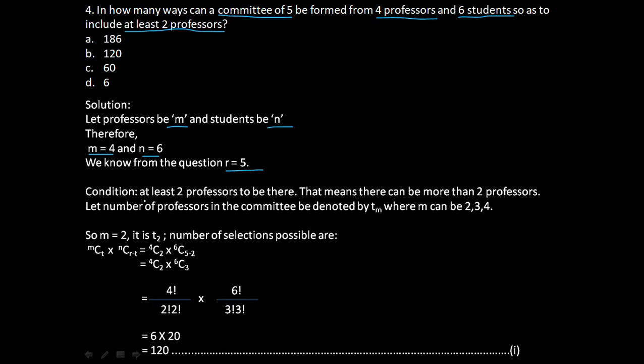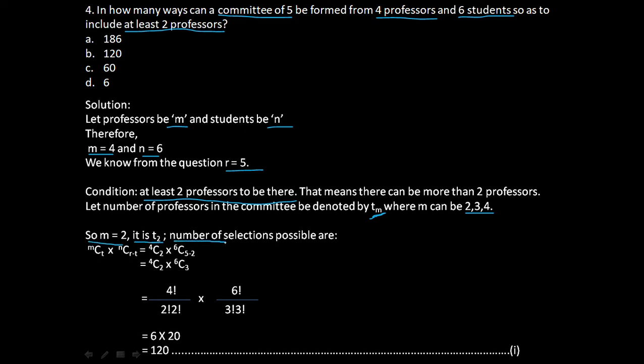Now condition is at least 2 professors to be there. That means there can be more than 2 professors. Let number of professors in the committee be denoted by tm. Okay, where m can take the value of 2, 3, 4. কেন এইভাবে লিখলাম? T is going to denote how many professors are there. So একবার t can be 2, so we can write t2. ঠিক আছে, just over here. যখন 3টে প্রফেসর থাকবে তখন কত বেস পসিবল সেটাকে আমরা t3 দিয়ে ডিনোট করতে পারি। যখন 4 প্রফেসর থাকবে তখন আমরা t4 দিয়ে ডিনোট করব। Okay, so when m is equals to 2, it is t2.